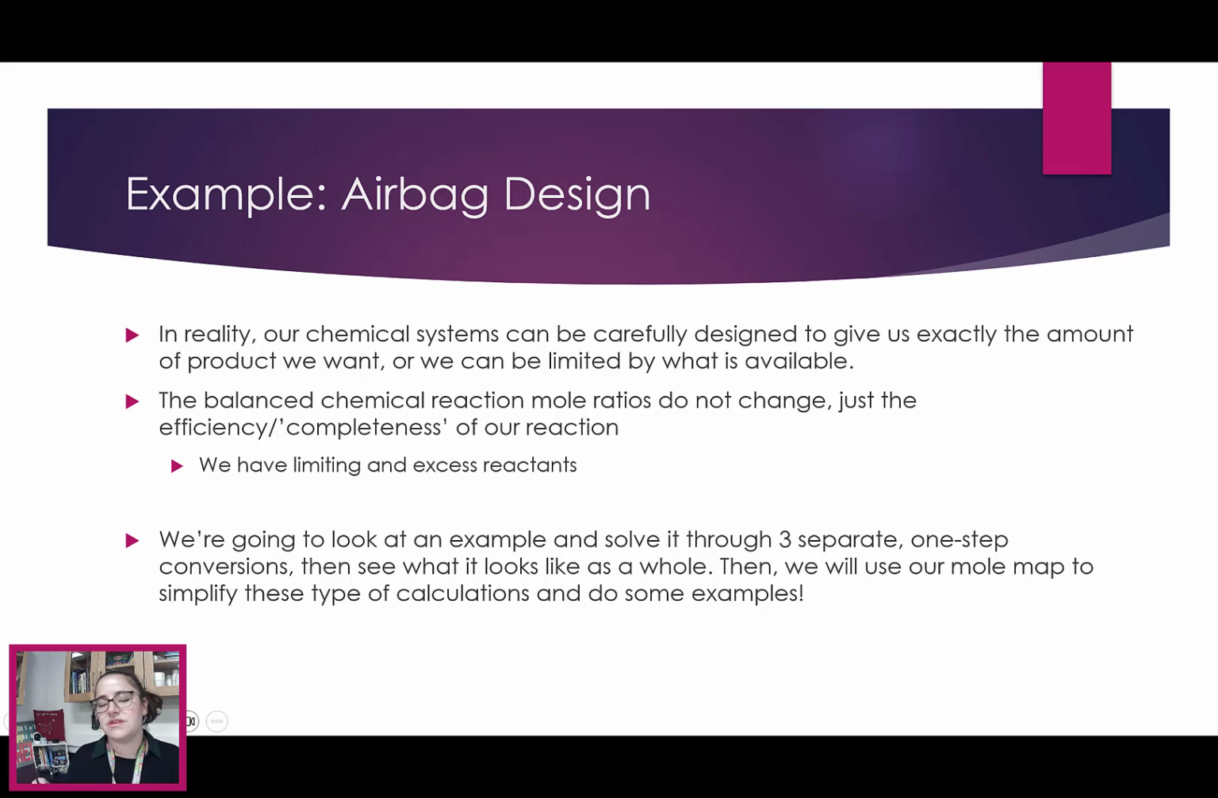But if we're talking about something rusting or baking a cake or any other chemical reaction just going on in the world, it's not always going to have those perfectly balanced amounts. And it's not that the reaction itself changes. The mole ratios in our balanced chemical reactions are what they are. It's just we end up with some limiting and some excess reactants. We're going to look at one of these types of problems and solve it through three separate one-step conversions to make sure we understand what we're doing, and then we'll go ahead and do it as a full conversion problem.